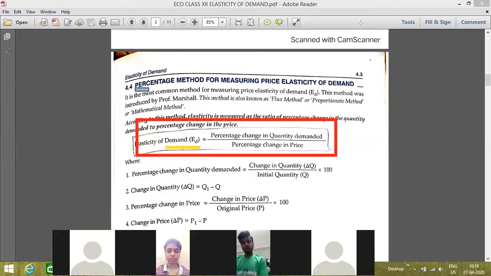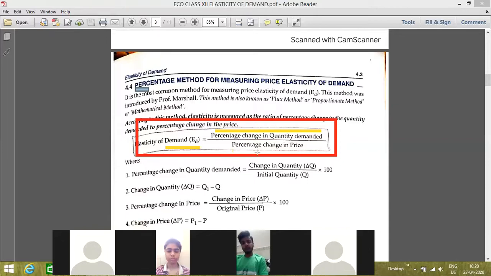Yahan par hum baat kar rahe hain percentage change in quantity demanded upon percentage change in price. ED is equals to percentage change in quantity demanded upon percentage change in price. Now, what is this percentage change in quantity demanded? Yani ki demand mein kitne percent ka change hua, 20%, 30%, 40%, that is percentage change in quantity demanded.